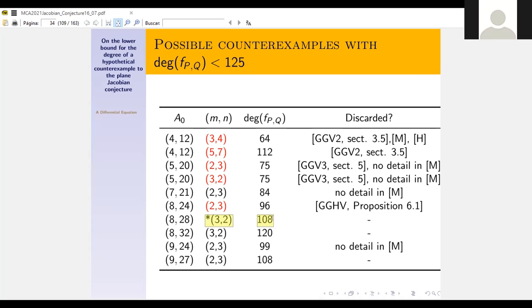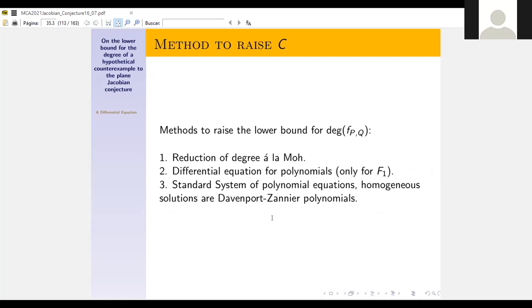I will say how we discard; let's see which method we use. There are 3 methods that are used for this second part, in order to raise the bound. First, there's a reduction of the degree, which is somehow a copy of the idea that Mo uses. I don't understand what Mo did, so I cannot say it's a copy, because I just took the idea and somehow I get the same result, so it is related, but I don't know how. The second method is a differential equation for polynomials, but this method works only for F1. We've dedicated some effort to F1 because we want to raise this lower bound from 16, which corresponds to F1. If we eliminate the family F1, then we can raise the lower bound from 16 to 21.